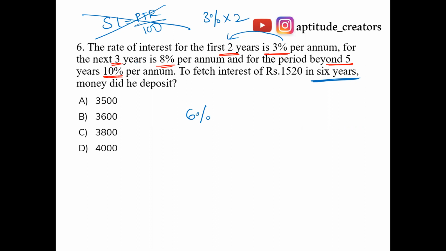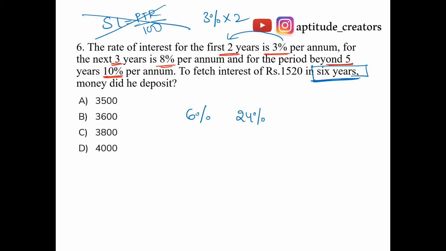Now next 3 years, 2 years is done. Next 3 years, 8% per annum. 8% for 3 years, 8 into 3 is equal to 24%. And the period behind that, 5 years, 10% per annum. The period behind 5 years is nothing but the total, how many years did the person give? 6 years. Total interest 1520 rupees for 6 years. Already 3 plus 2 is equal to 5 years is done. Now what about the year left? Only 1 year is left.